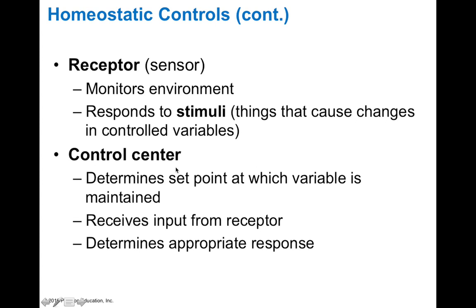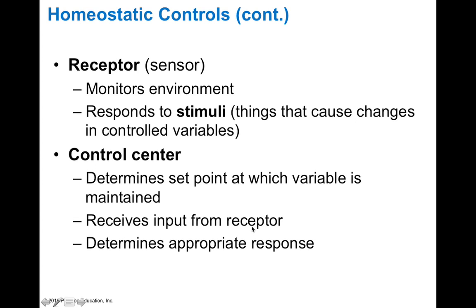Now, control centers are those which determine the set point, which is the place you want those variables to be at, right? So think of the control center as like the thermostat of this process, where a thermostat contains a set point, which is the temperature at which you want your room to be. However, we have control centers in our body, which also include set points, like for body temperature. And this receives input from your receptors, and it therefore also determines the appropriate response.